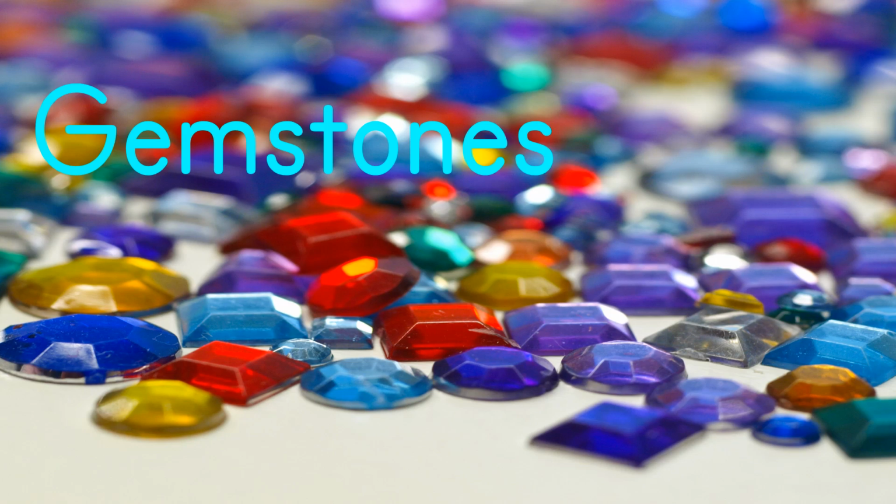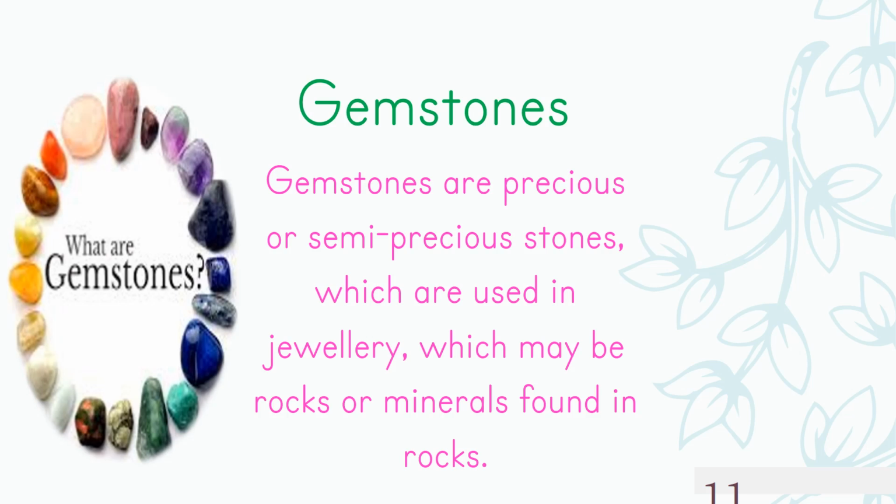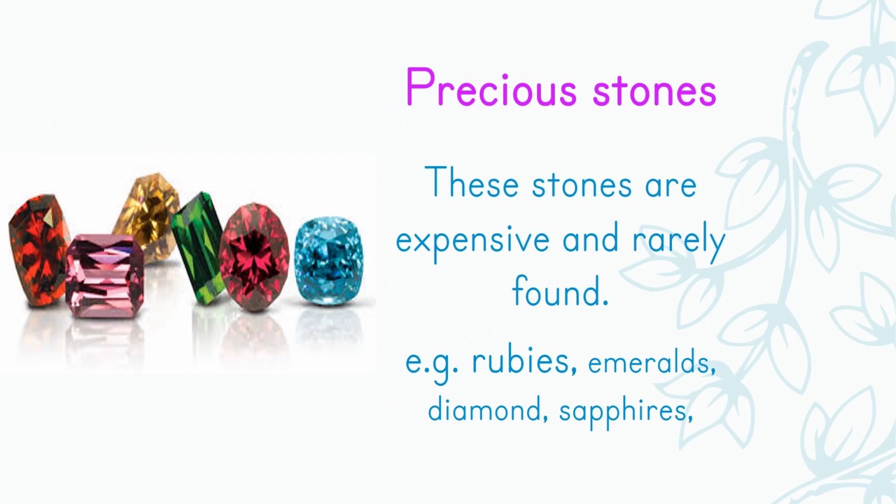Dear students, can you see these colorful stones? What do we call them? We call them gemstones. What are gemstones? Gemstones are precious or semi-precious stones which are used in jewelry, which may be rocks or minerals found in rocks. What are precious stones? The gemstones which are expensive and rarely found. For example, rubies, emeralds, diamonds, and sapphires.